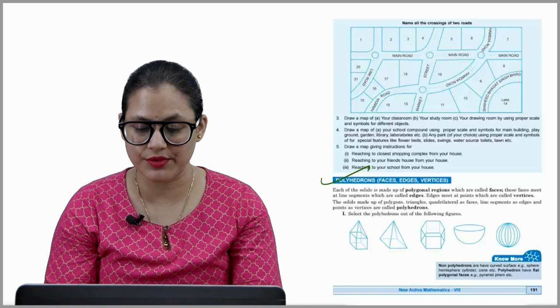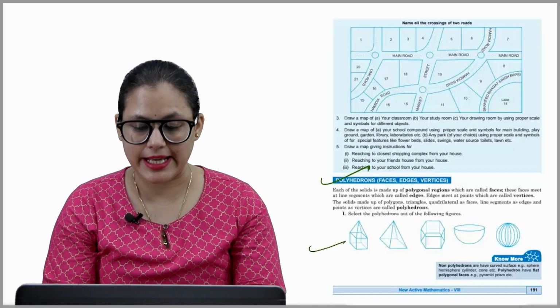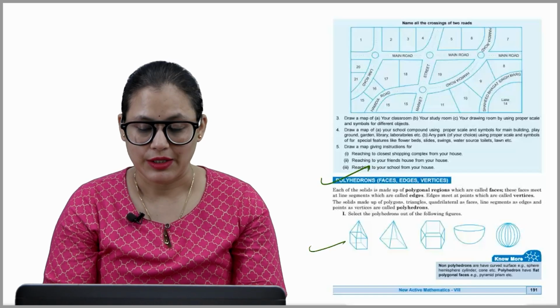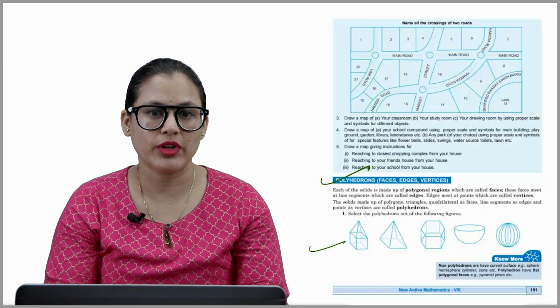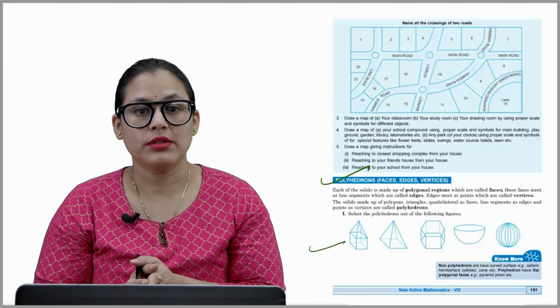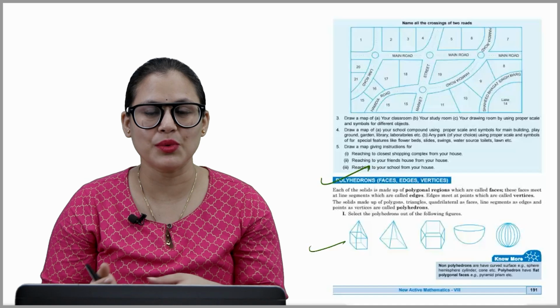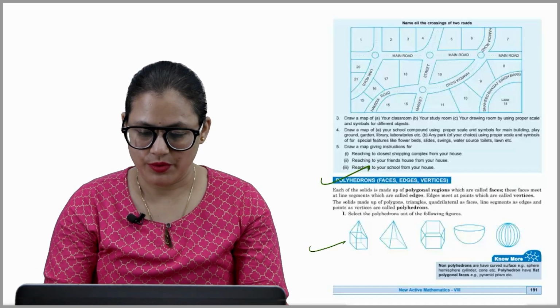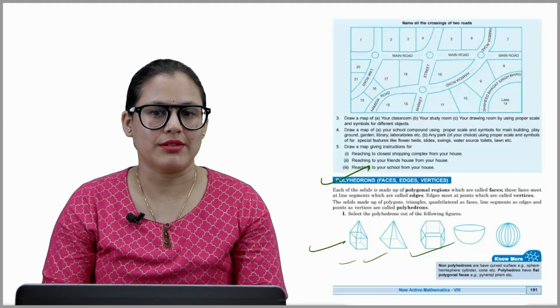Okay. So you have to select the polyhedrons out of these figures. What do you mean by polyhedrons? As I told you, they are made up of polygons, triangles, quadrilaterals as faces, line segments as edges. So see, 1, 2, 3, these are the polyhedrons. Okay, no more.